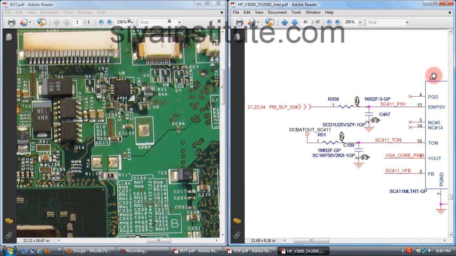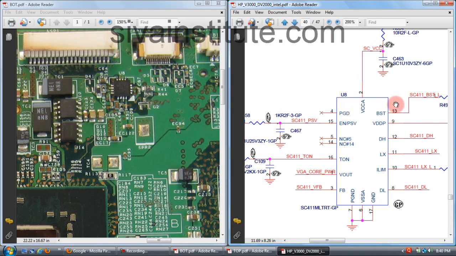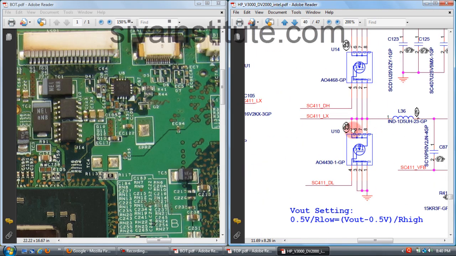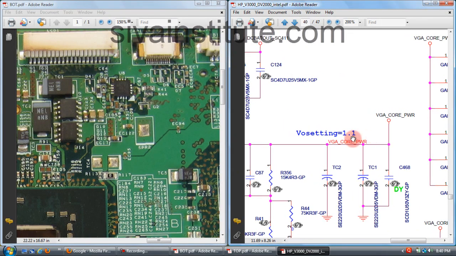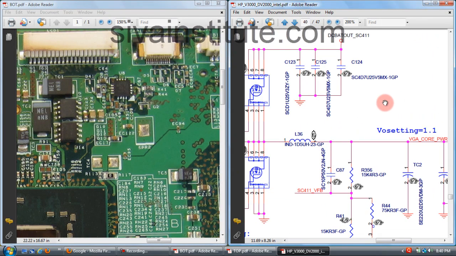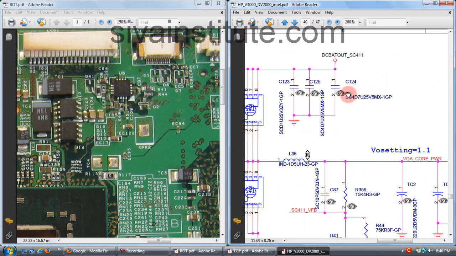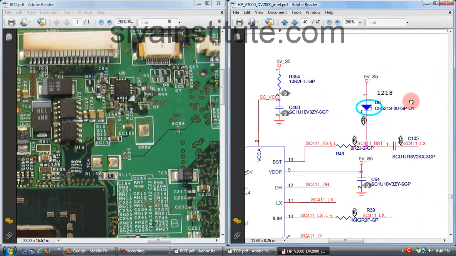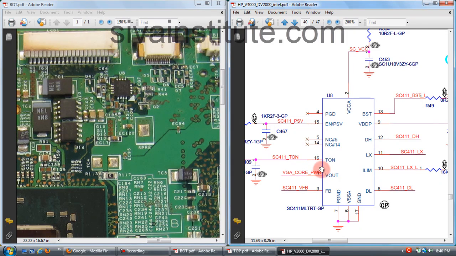This is U8. This is graphic controller supply. When you give voltage to pin number 15, SLP S3 3.3 volts, S0 output comes out. S0 output voltage comes out from this place, 1.1 volt. See here, this voltage S0. S3 input, output S0. When you give this voltage to U8, total 16 pins.